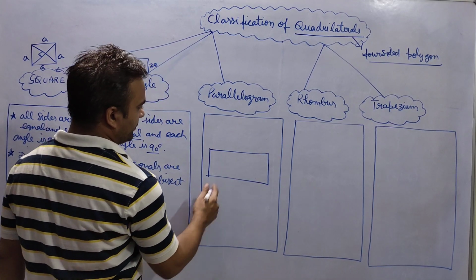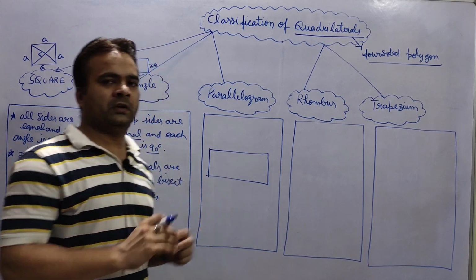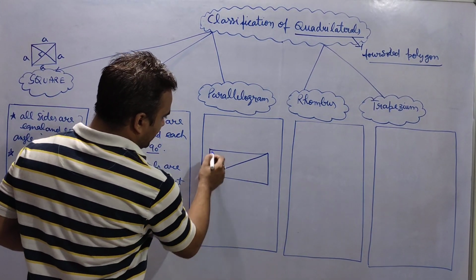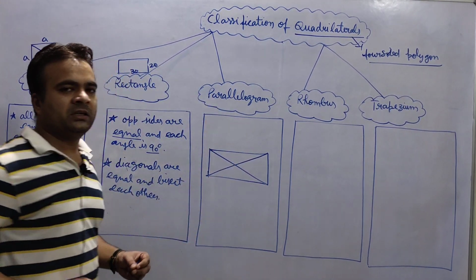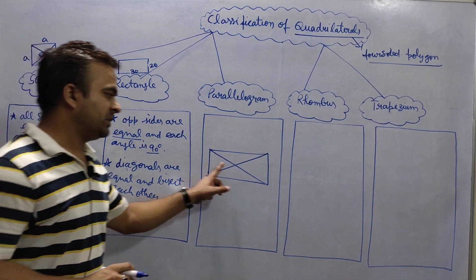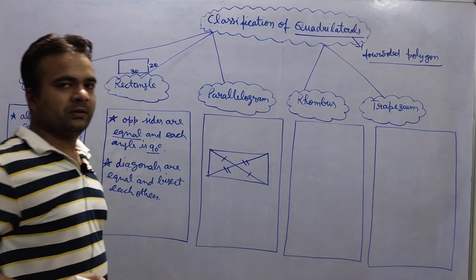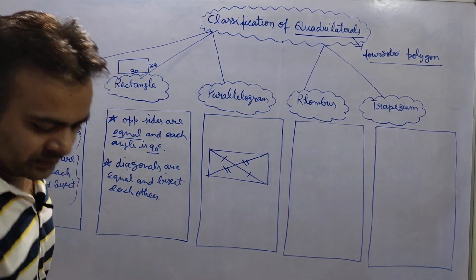Suppose it is a rectangle. In this particular figure, opposite sides are equal, but it is not given. So how can you identify? You will check whether the diagonals are equal or not. If the diagonals are equal, then you can say that yes, it is a rectangle, and they are bisecting also, right? So this was the condition for rectangle.